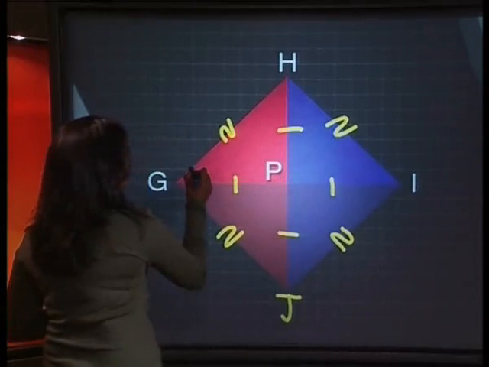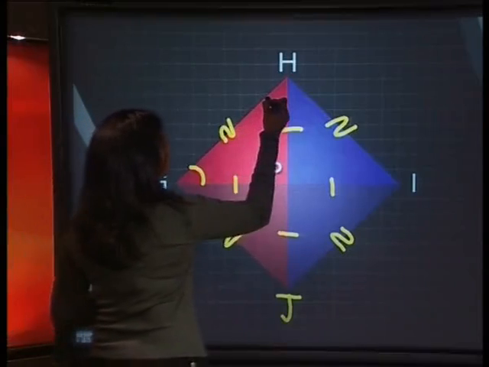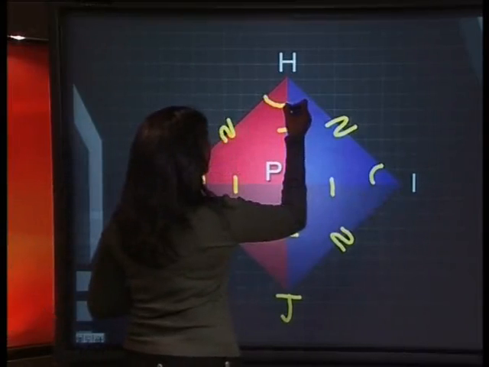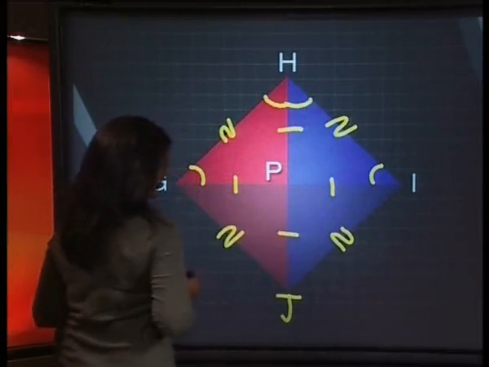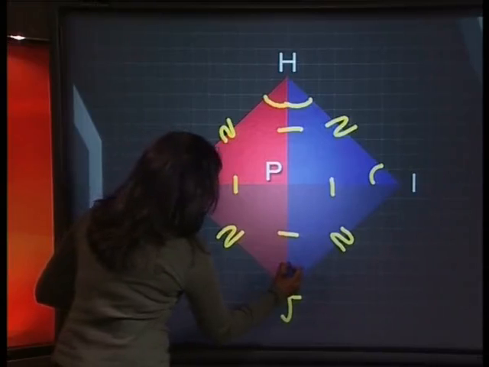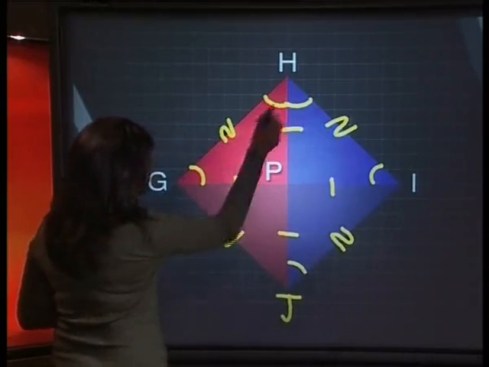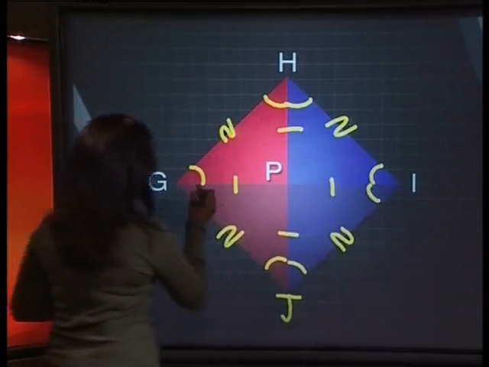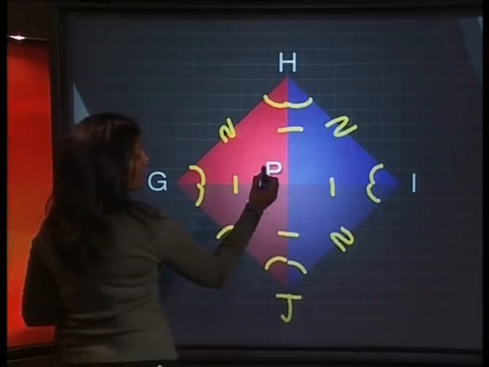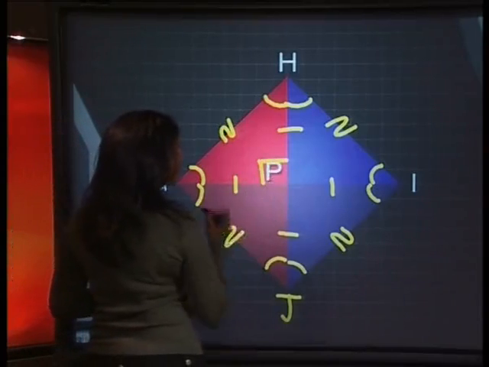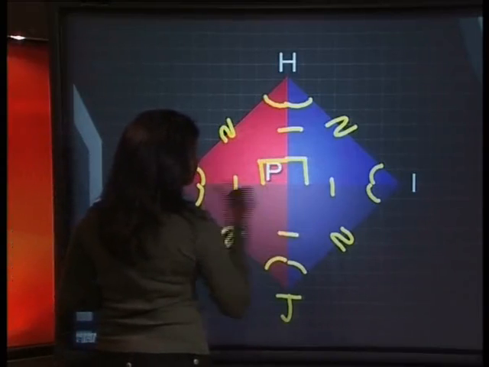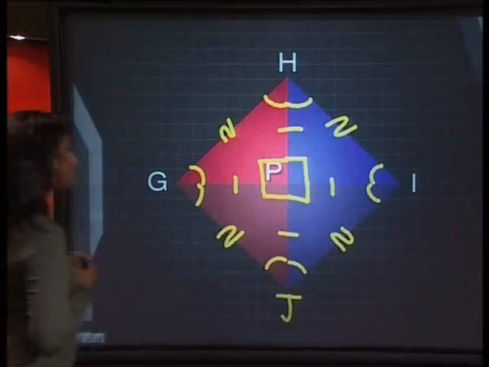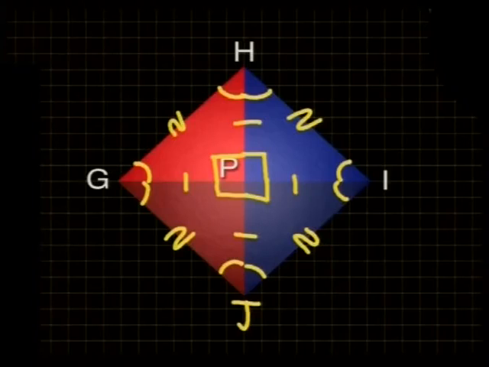We also know that this angle at G is equal to this angle at H. We know that this angle at G is equal to this angle at I, and this angle here is equal to this. We know that J is also equal to H, and this angle here, and our last two angles here. We know that angle P is also 90 degrees, this one, as well as this one. Wow, we have a lot of information.